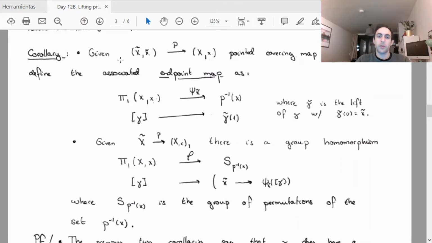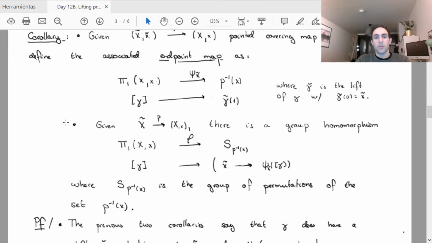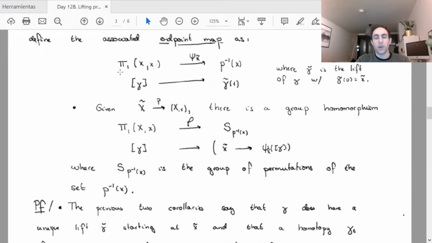Let's prove that this is a well-defined map and so on. So okay, first things first. According to the previous two corollaries, as we've just said, this map is well-defined. Why? Well, first of all, if I have gamma, I can always lift it with whatever initial point x tilde I want. So this is actually a point. This is well defined. This is gamma tilde of 1. Good.